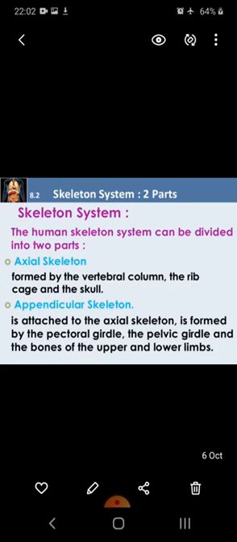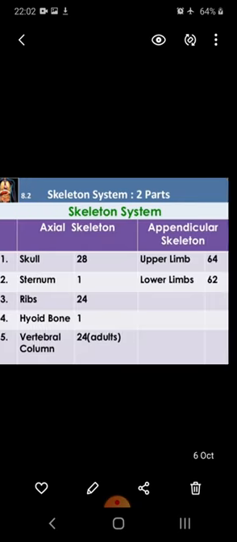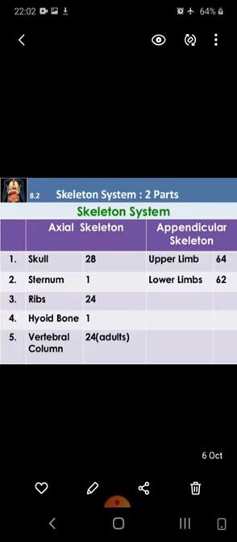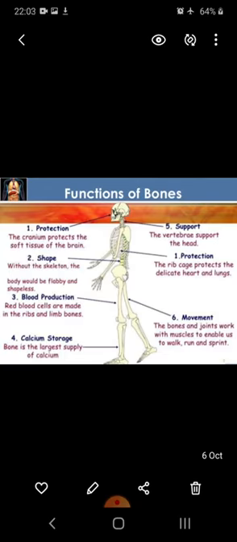In this, we have 64 bones in the upper limb and 62 bones in the lower limb. So this is the classification of bones in the appendicular skeleton. I have now explained to you the axial and appendicular skeleton. So now we will discuss the functions of bone.